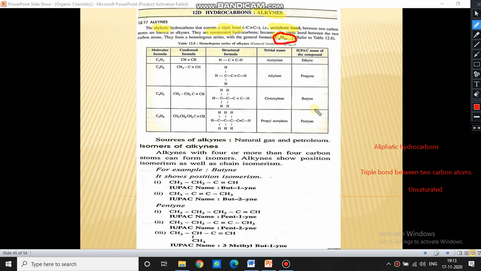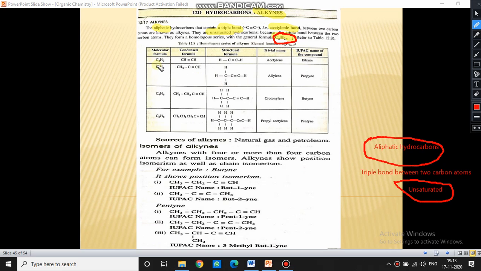So, now we can frame the correct definition of alkynes. Alkynes are the aliphatic hydrocarbons which are unsaturated, and they have a minimum or at least a triple bond between the two carbon atoms, and the general formula is CnH2n minus 2. So, this is the correct definition of alkynes.